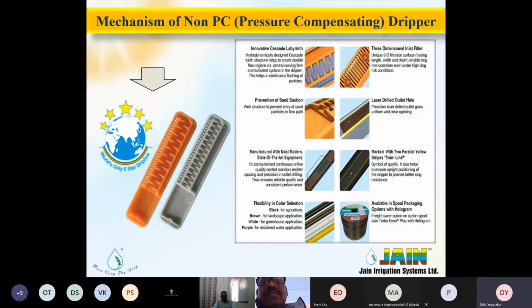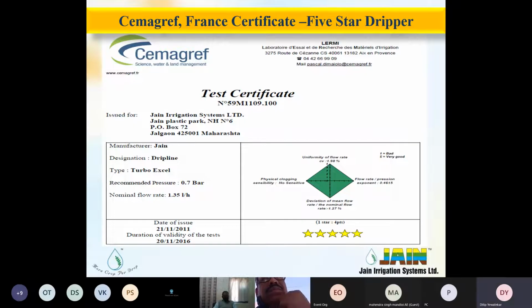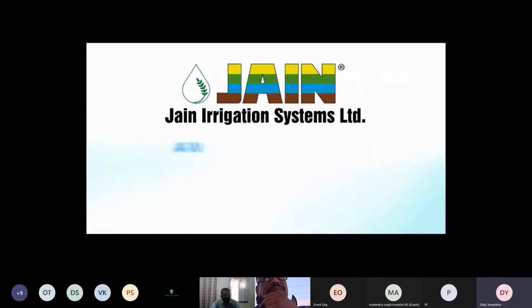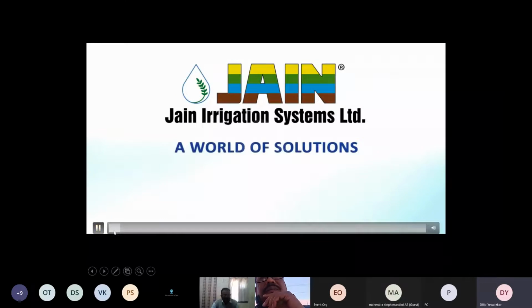Now this is one type of dripper, a non-PC dripper. This is an inline dripper. The dripper looks like this, and it is a 5-star dripper because it has different standard ratings as per Indian standard and ISO standard. The Jain dripper has got the 5-star rating certificate from the Cemagref agency in France. And here we see a small video of how the dripper works.